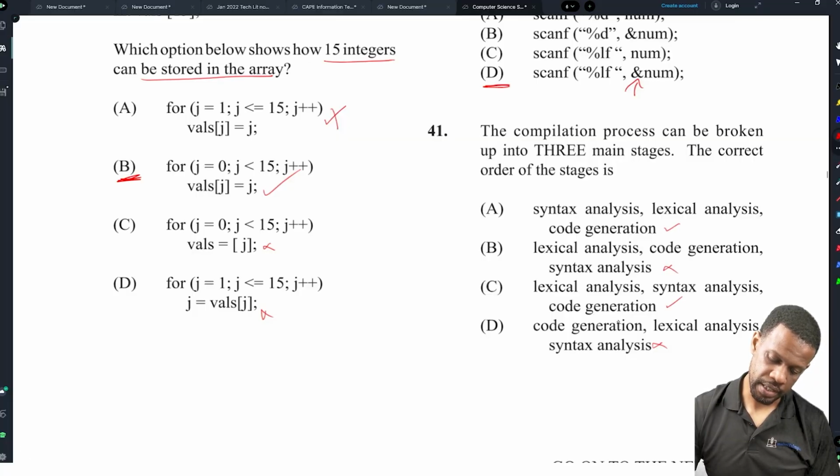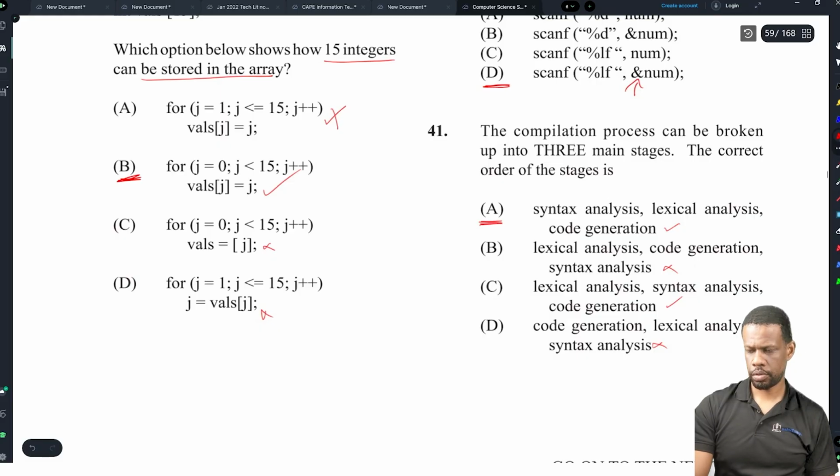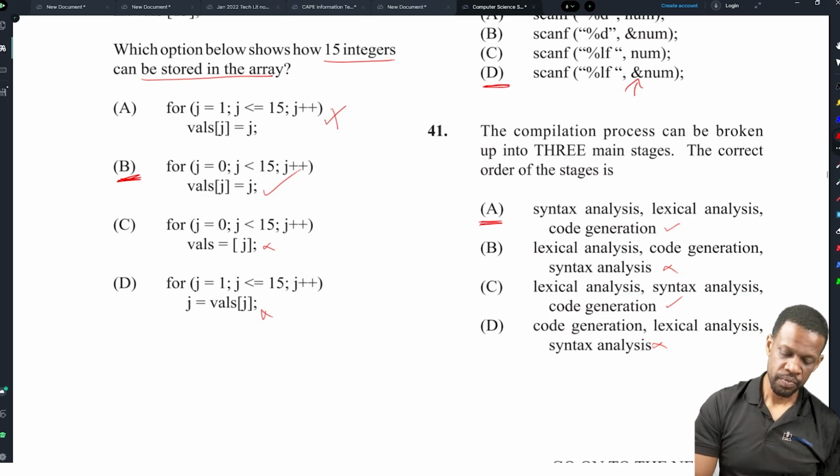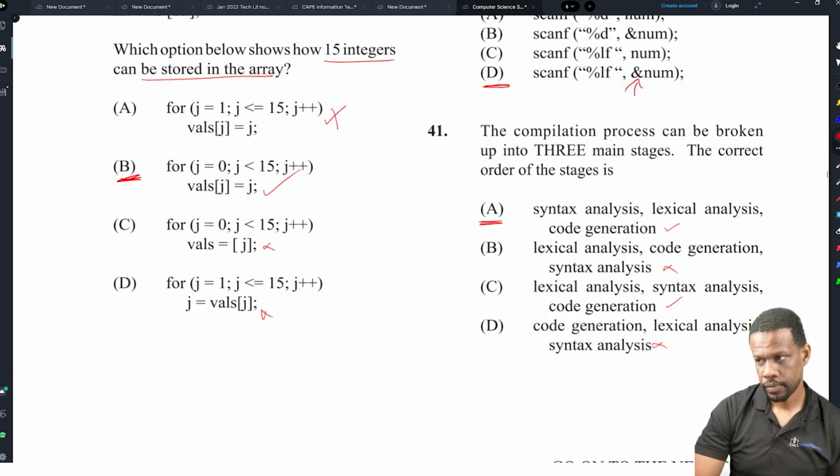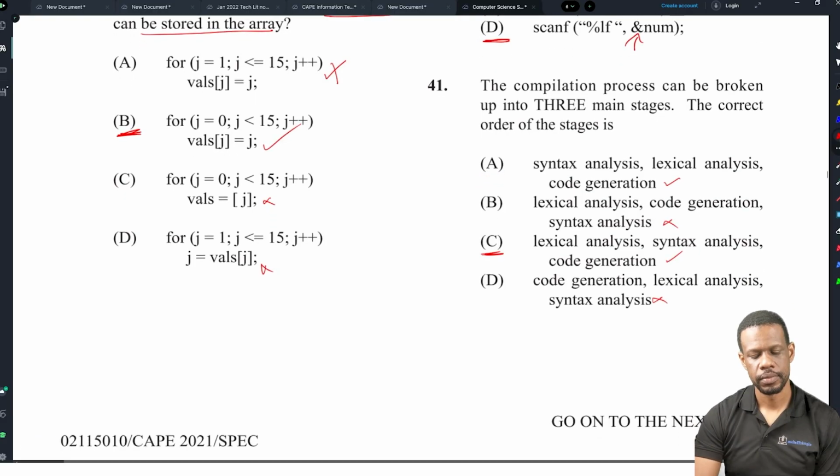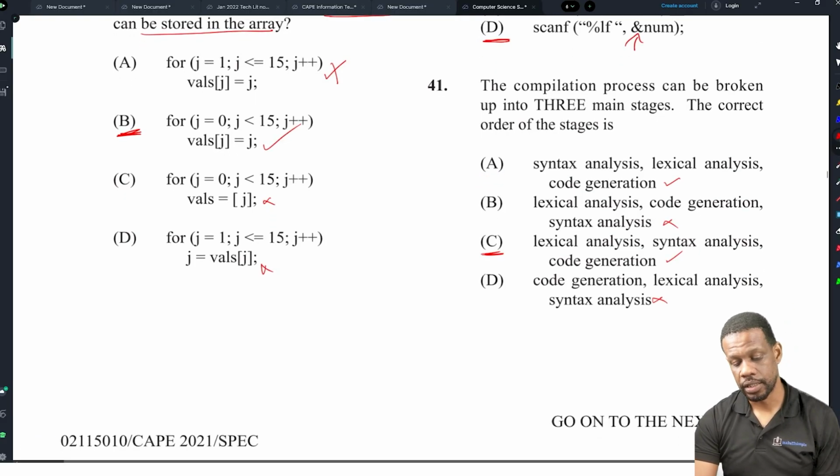But it should be syntax then lexical first. Or it's lexical then syntax. I believe it's syntax then lexical. I hope. Yes. Syntax analysis, lexical analysis, or lexical analysis and syntax analysis. I'm not sure. Okay, A. I'll put A. You always check for syntax first. Alright, we'll go with lexical and syntax.